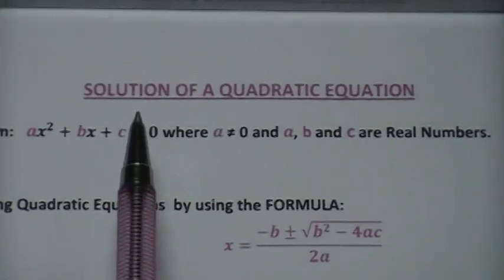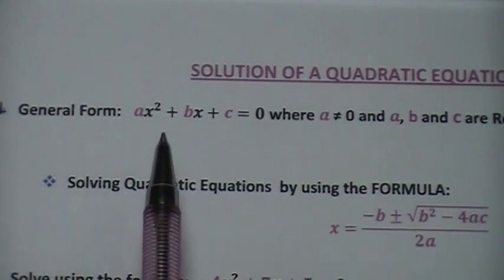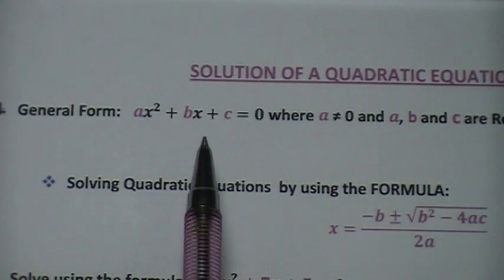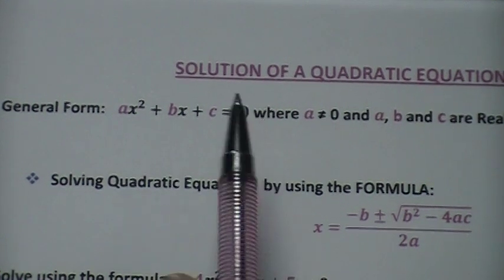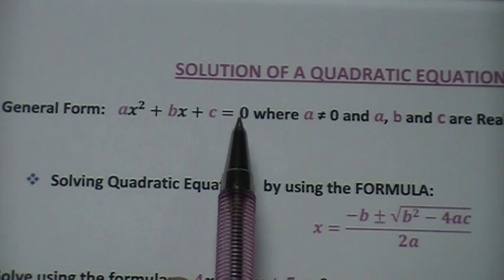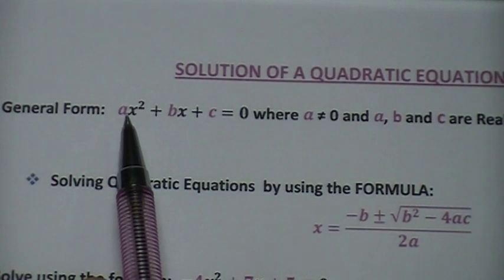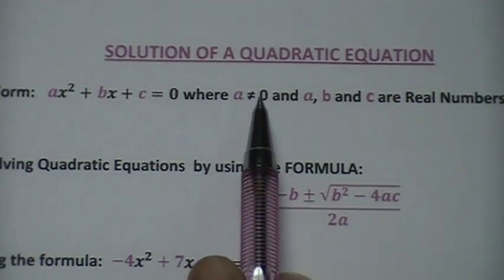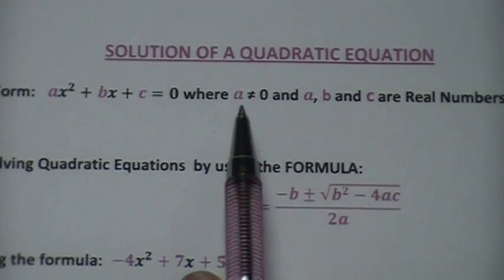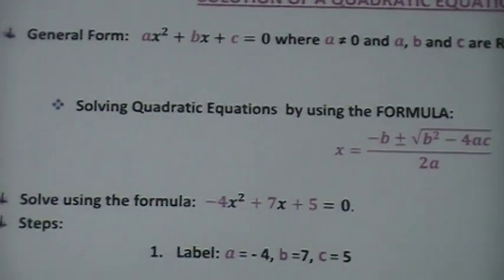We're looking at solution of quadratic equation. And the general form, remember, is ax squared plus bx plus c equals 0. It should be in the standard form when we want to solve it. Set to 0. We know a cannot be 0, but a, b, and c can be any real numbers, just remember a cannot be 0.